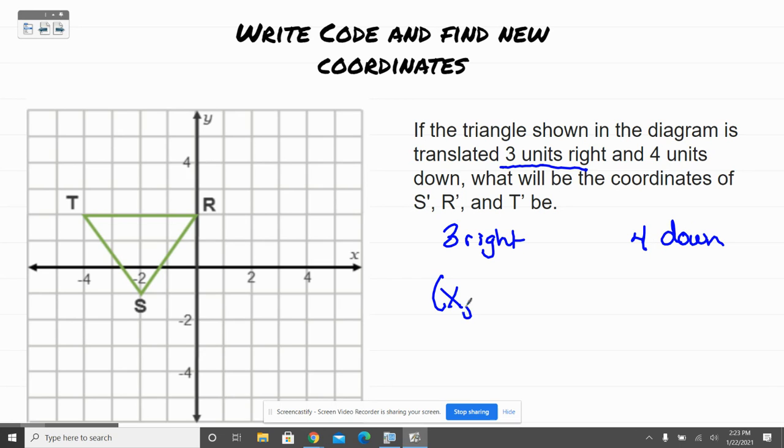Well, XY, the old guy, is now going to go. What's 3 to the right do to the X? It adds 3. What's 4 down do to the Y? It subtracts 4. But if you're going to find the new spots, you can do it by hand too. Let's do this one by hand.